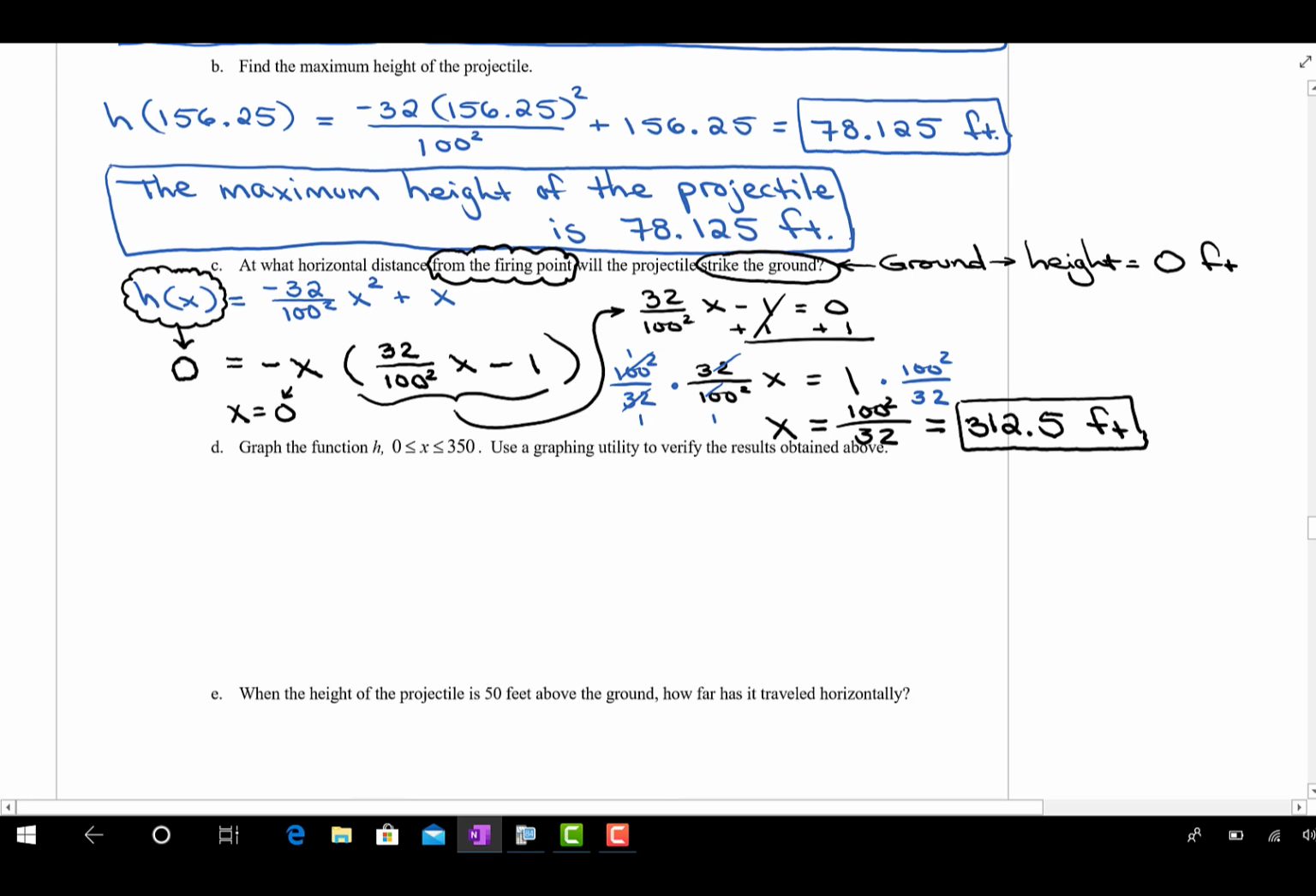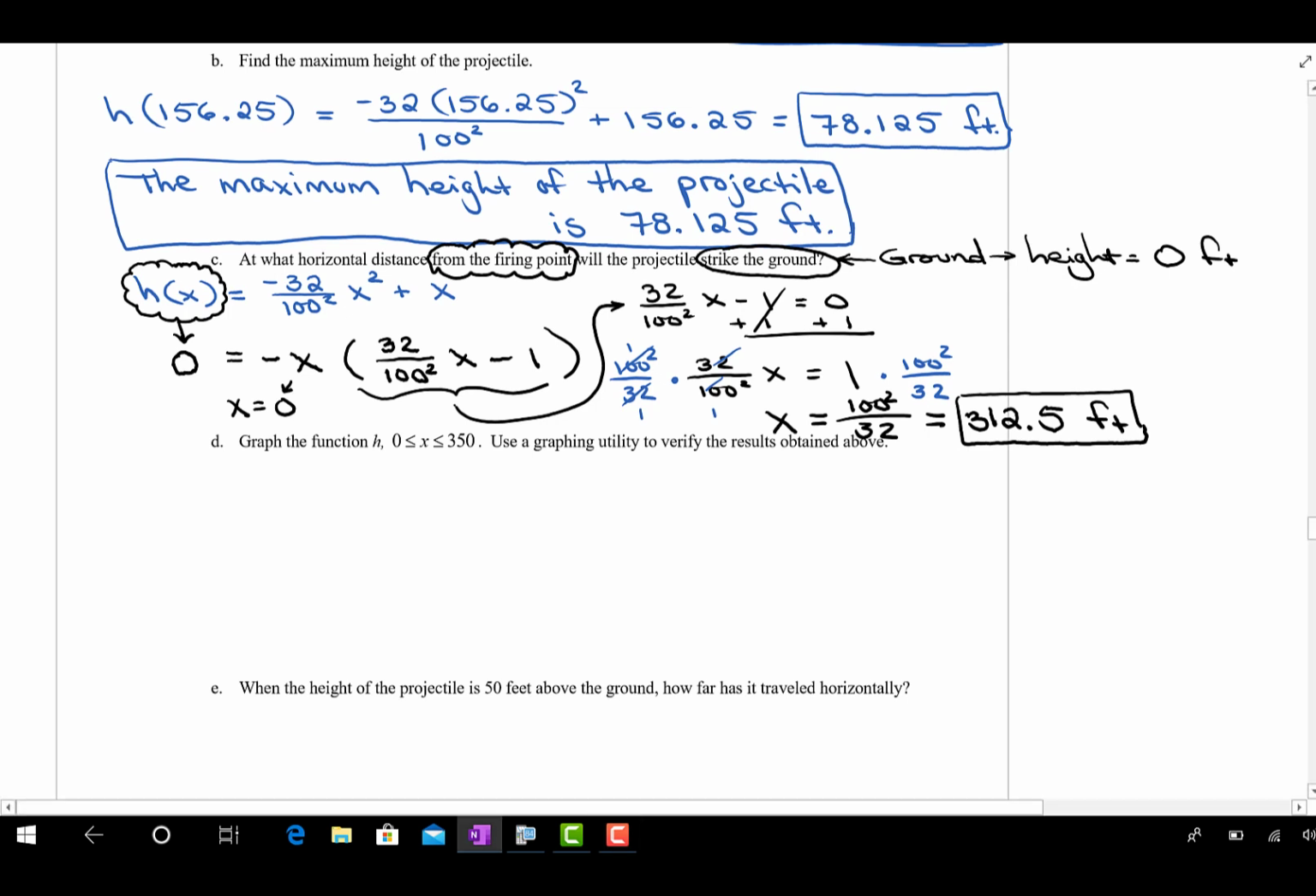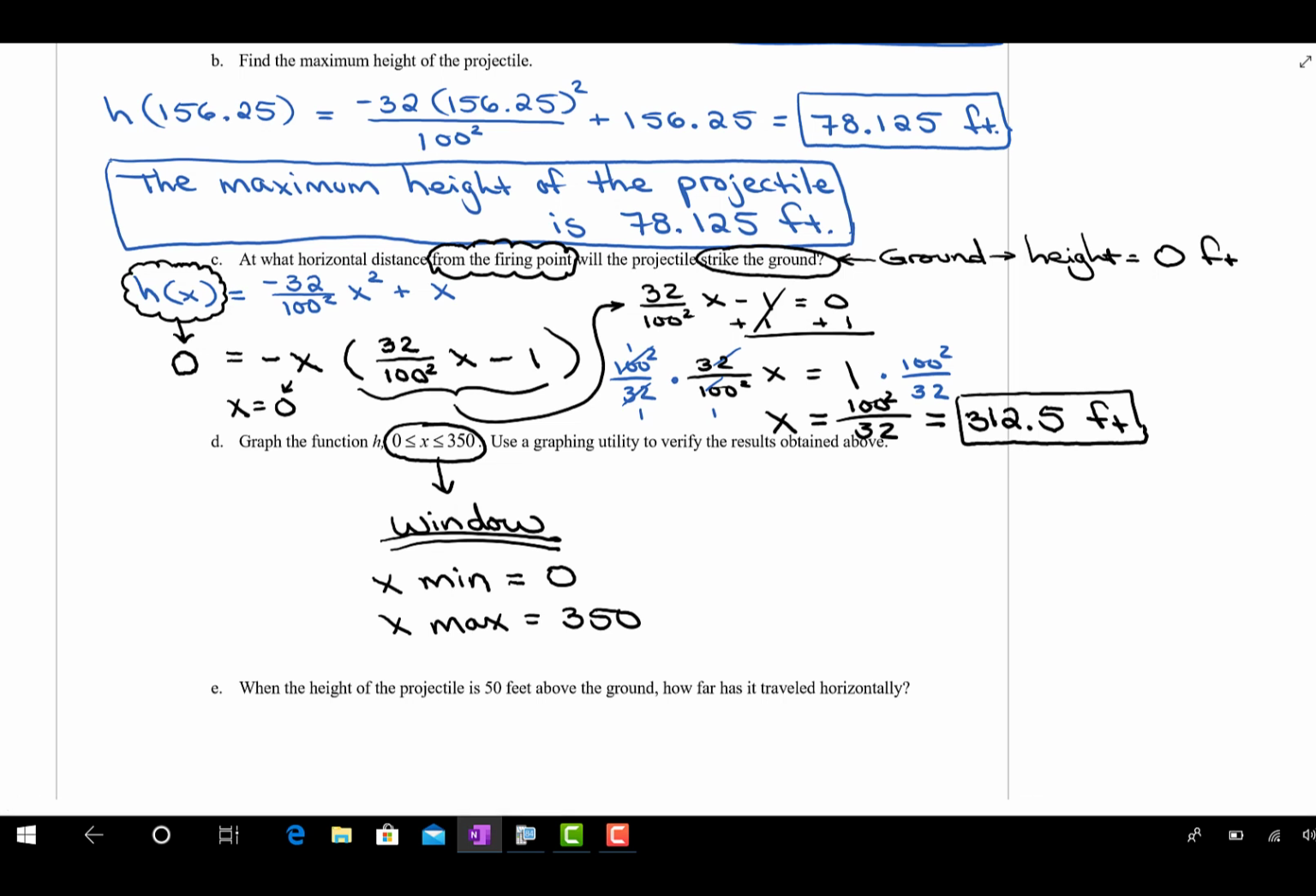All right, now we're going to graph this function, and we're going to use our graphing calculators to check and see if all of our other results that we've gotten up to this point are any good. So it's telling us here that for our window, we want to have x greater than or equal to 0 and x less than or equal to 350. So for my x min, I'm going to set that equal to 0. My x max is going to be set equal to 350. And for my scale, I think I'm going to go up by increments of 5, so that my little tick marks aren't separated by increments of 1.